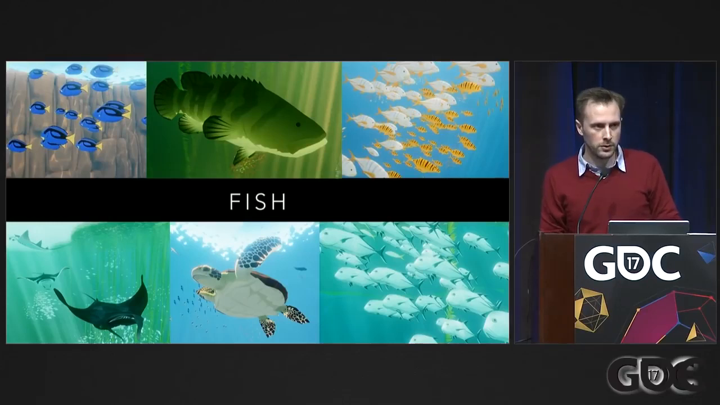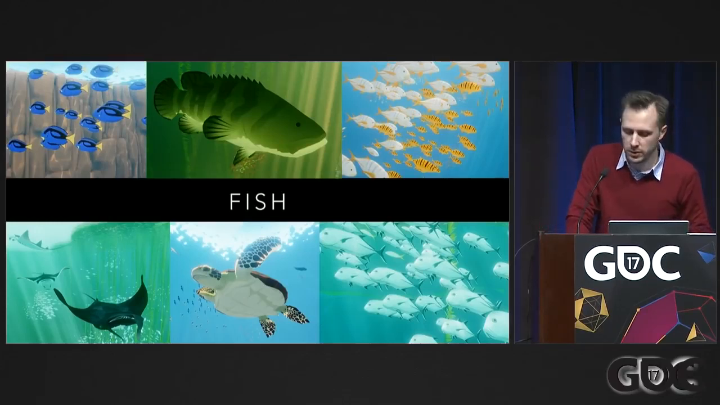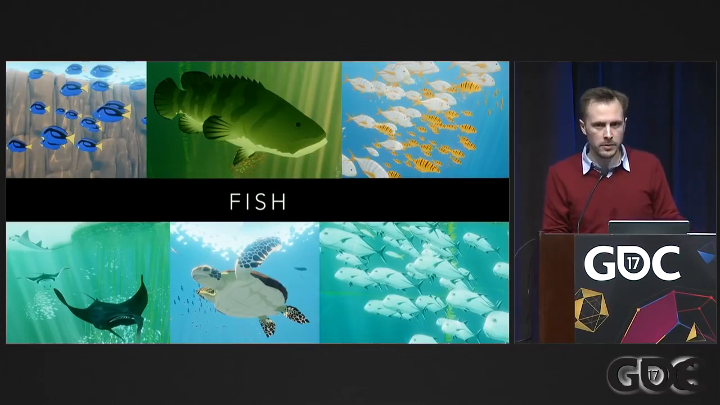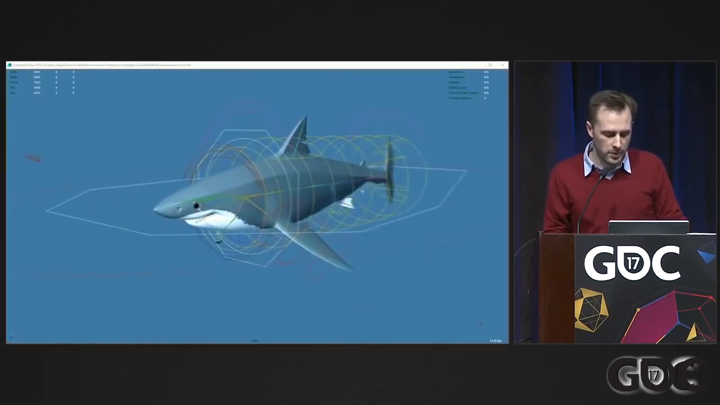So the first one we had to do is fish, and the game features over 200 species based on real species from around the world. At any one time there might be 10,000 fish swimming on screen. So the first attempts that we did to create these fish was using skeletal rigs. And this is the typical way you do character animation.